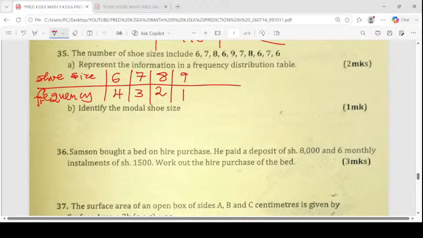Part B, identify the model shoe size. The model shoe size is the one with the highest frequency. Let us now identify the one with the highest frequency. The shoe size with the highest frequency is shoe size number 6. So the answer is 6 because it has a frequency of 4. It is appearing the most.